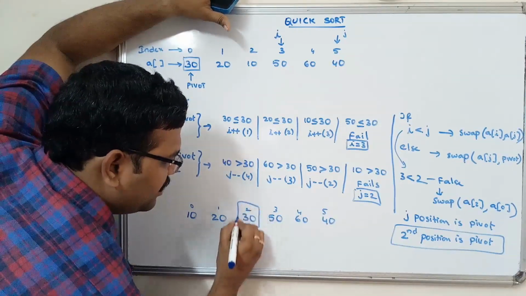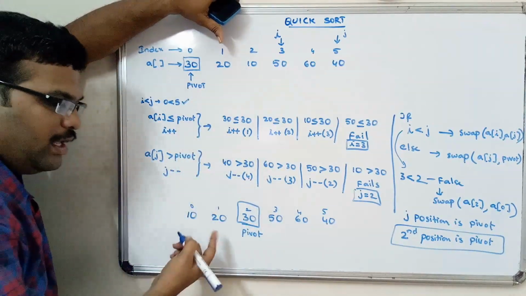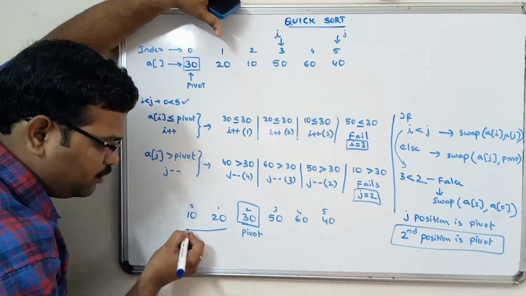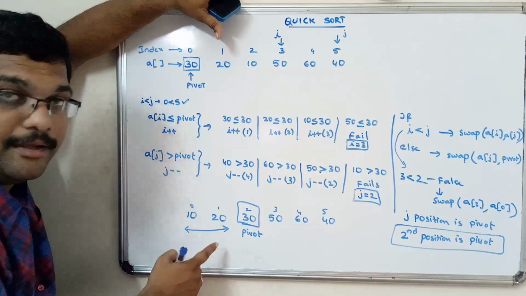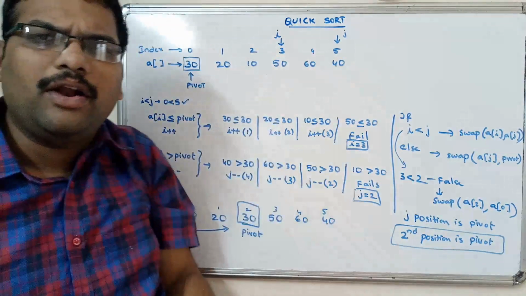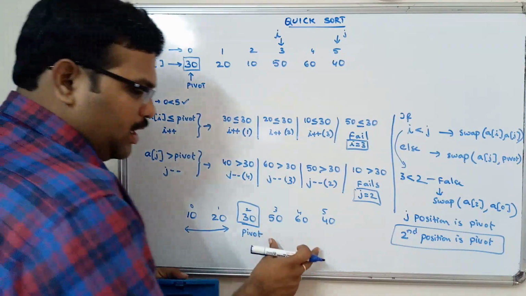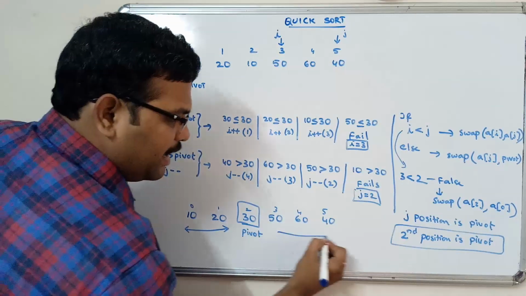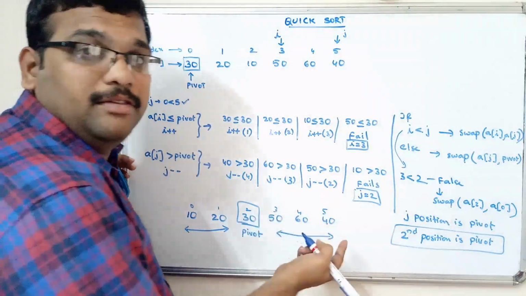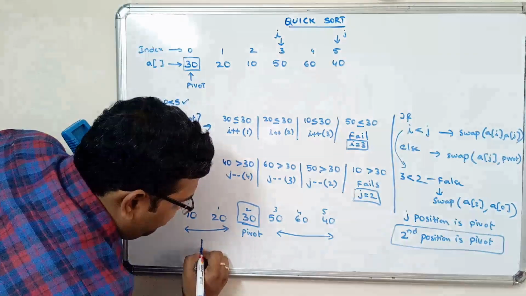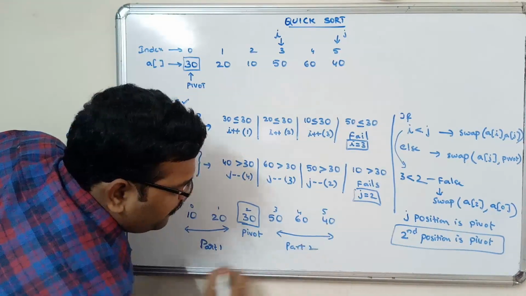So second position is the pivot, right? Here if you observe, all the elements on the left hand side of the pivot are less than this pivot, 10 and 20. It may be in sorted order, or it may not be in sorted order, right? Whatever elements are on the right hand side of the pivot are greater than the pivot element, right? This may be in sorted order and this may not be. So this is partition 1, this is partition 2, right?